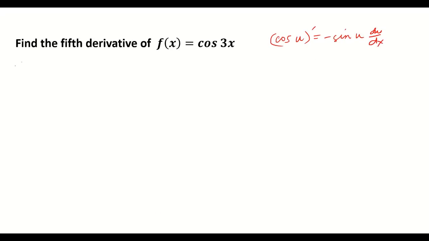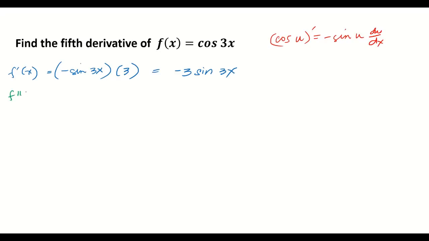So to get the first derivative, let us get the derivative of cosine 3x. So this would be negative sine of 3x times the derivative of 3x, and that would be 3. So this would be negative 3 sine 3x.